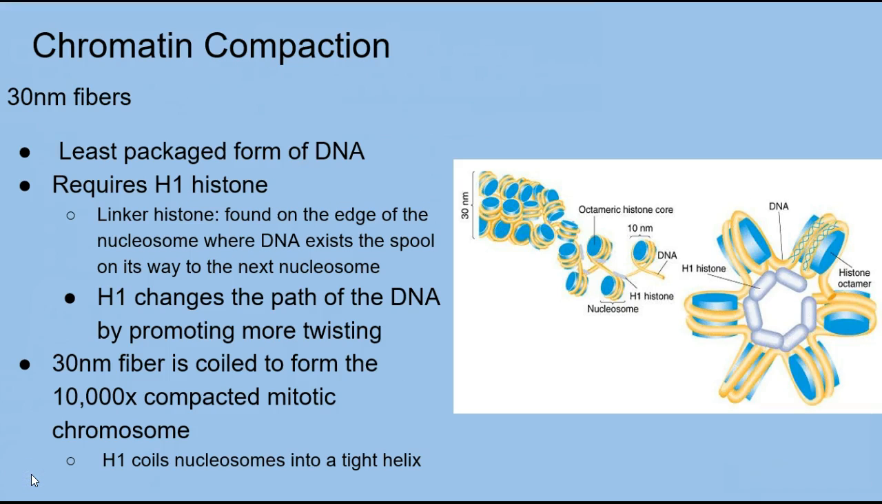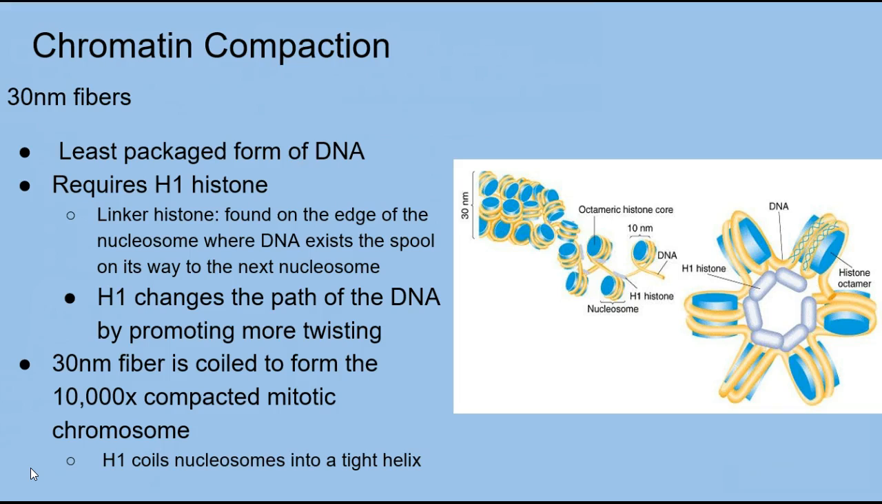The next level of compaction after the nucleosomes are formed is what's called the 30 nanometer fiber. The 30 nanometer fiber is the least packaged form of DNA. It requires the histone 1 protein, which is a linker histone, found on the edge of the nucleosome where DNA exits the spool on its way to the next nucleosome. H1 changes the path of DNA and promotes more twisting.